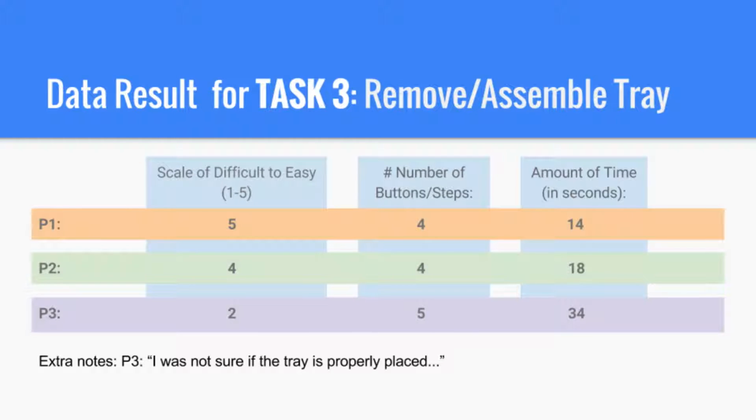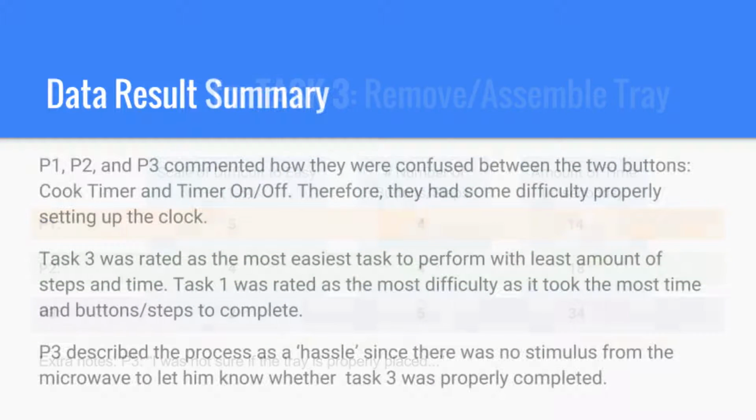This is the data result for Task 3, removing and assembling the tray. Notes include that P3 mentioned he was not sure if the tray is properly placed. Data result summary. User P1, P2, and P3 commented how they were confused between the 2 buttons, cook timer and timer on and off. Therefore, they had some difficulty properly setting up the clock.